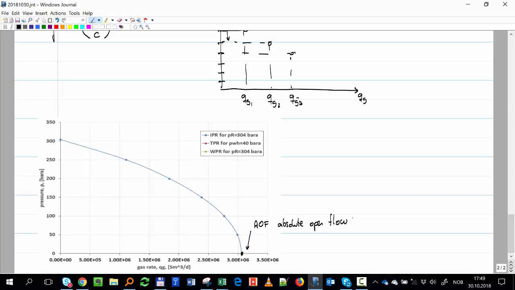Okay? Sorry, I didn't understand your explanation. What is the meaning of this absolute open flow? It's just a number. It's the rate that the reservoir will produce if I put somehow the bottom of the well in vacuum. So it's the maximum rate that I can get physically possible from the well. Okay, that's just an explanation.